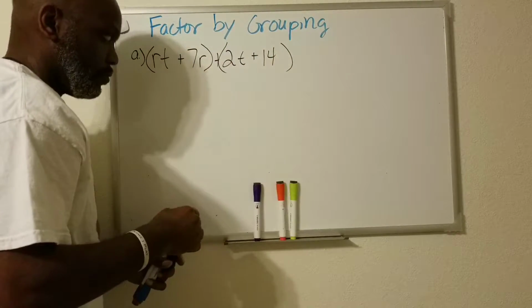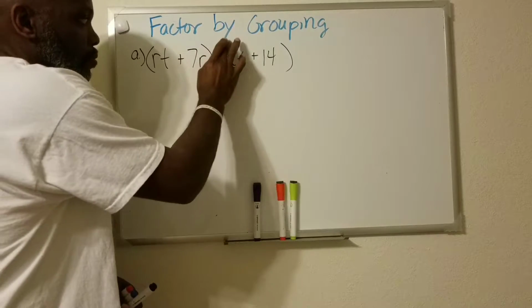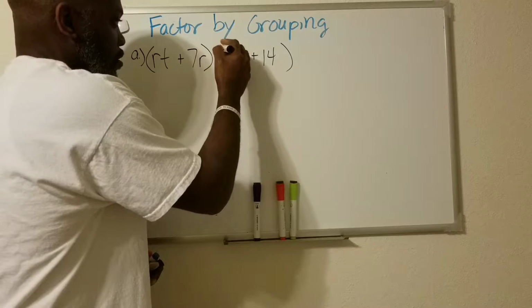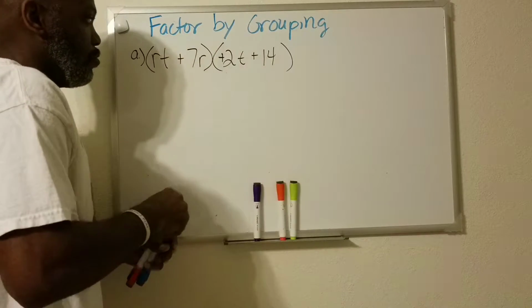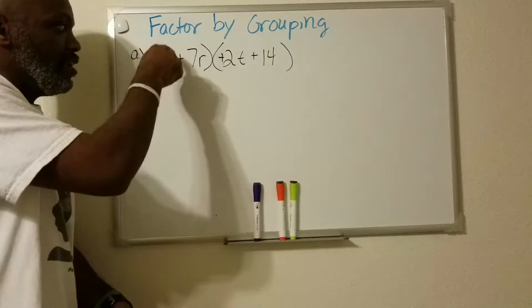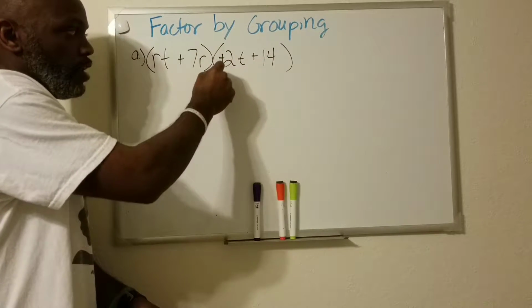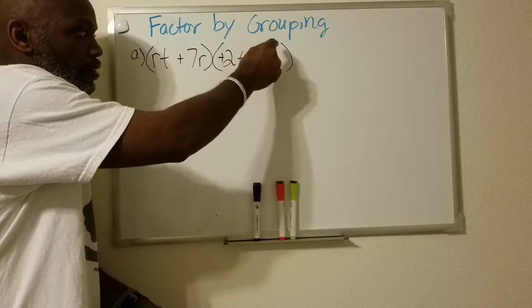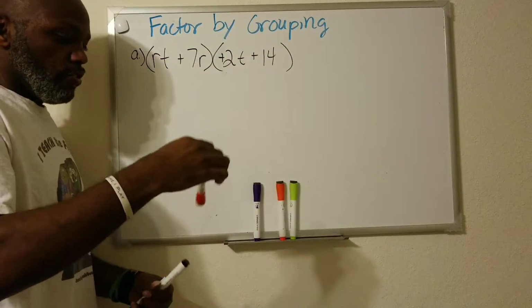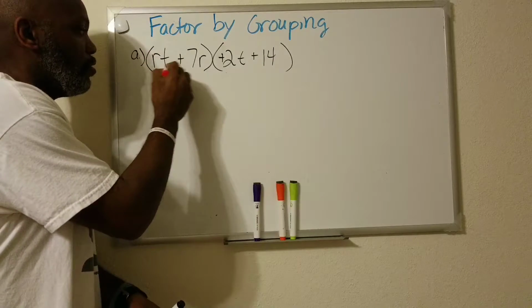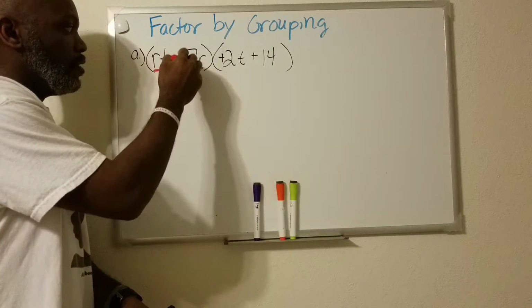There's 2 groups. Okay. Matter of fact, let's put the plus sign on the inside so you can know that that's a positive 2. So what we have is RT plus 7R. And then the other binomial we've created is positive 2T plus 14. All right, and so we're going to reduce each one of them, right? So here you have RT plus 7R.